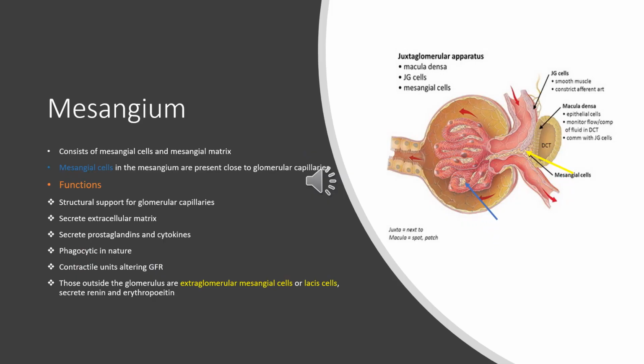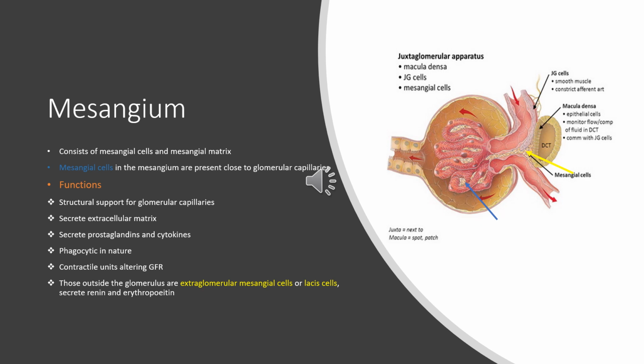Next is mesangium, which is an important component of renal corpuscle. It consists of mesangial cells and mesangial matrix. The mesangial cells which are present in the glomerulus closer to the glomerular capillaries are called intraglomerular mesangial cells. The important functions of mesangial cells are: they provide structural support to the glomerular capillaries, they secrete extracellular matrix, they secrete the prostaglandins and cytokines, and they are phagocytic in nature.